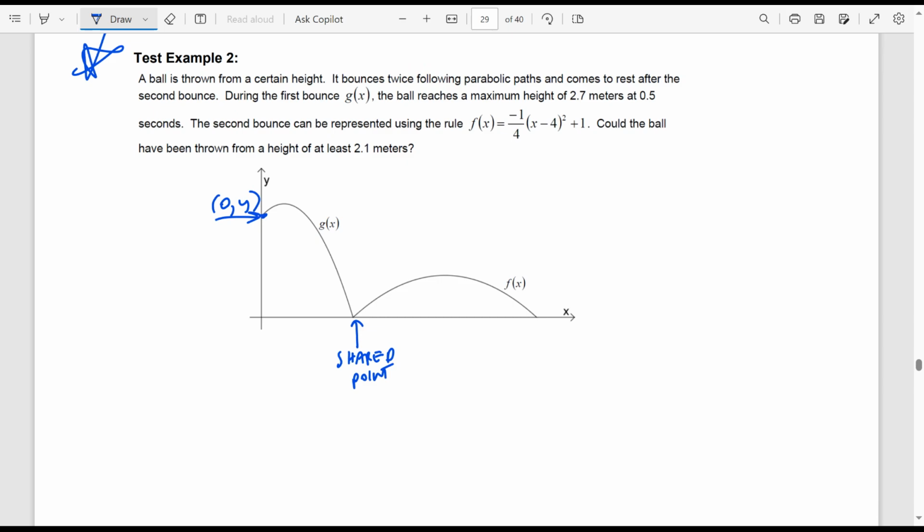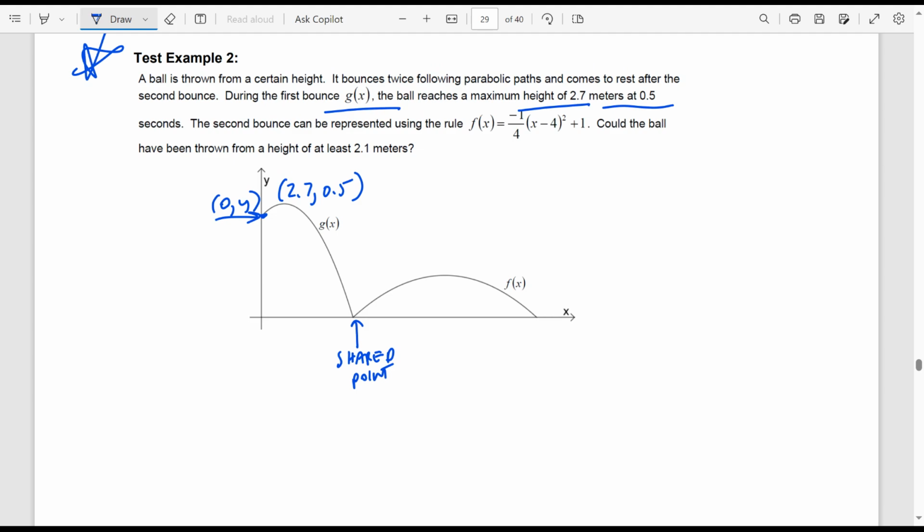So if my objective is to find the height that it was thrown at, let's label the things that I already know. Okay? And I just did that wrong. Maximum height of 2.7 at 0.5 seconds. What did I just do wrong? I put the h and k in, but why is it wrong? No, it says for during the first bounce g of x, it's backwards.